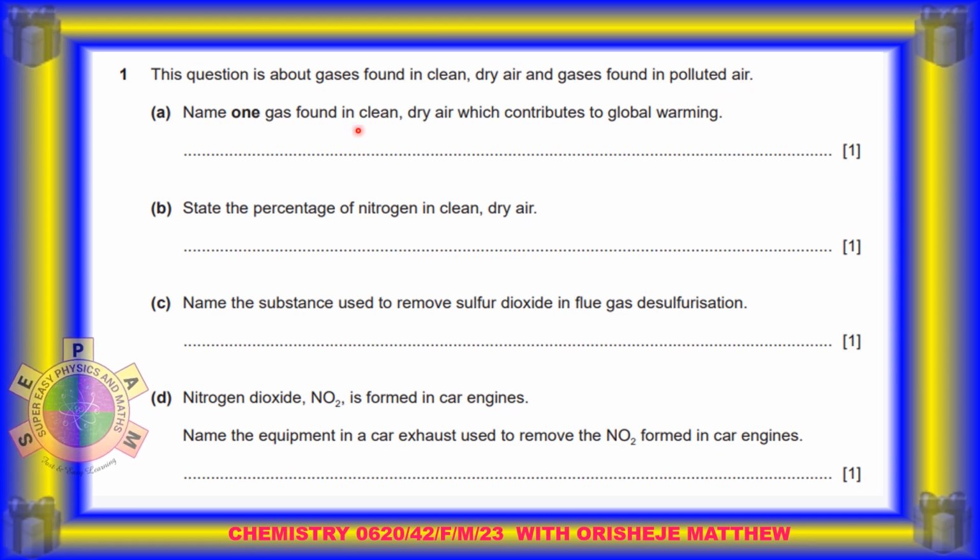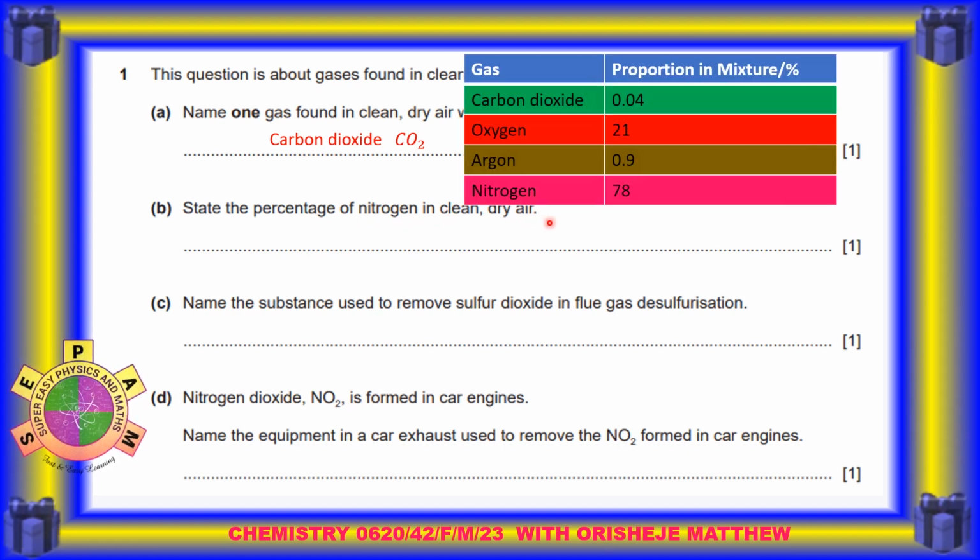Name one gas found in clean, dry air which contributes to global warming. That is carbon dioxide. State the percentage of nitrogen in dry air. That is 78%. Then the next highest percent is oxygen, which is the active part of the air, as I use red on it. This is the neutralizing part.